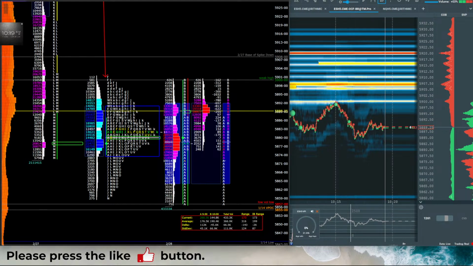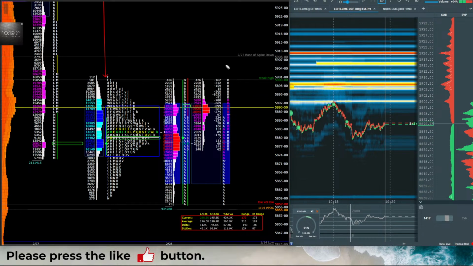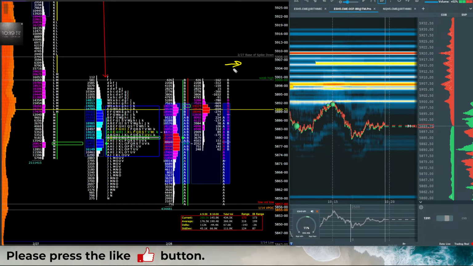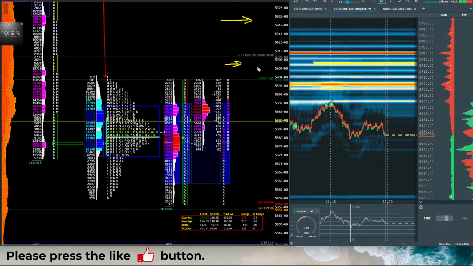Zach says, I'm planning to enter a short at 59.05, targeting a move to 58.50 with a stop at 59.21. So you're going to go short here, with a stop up here, and a target at 58.50 down here. Okay.